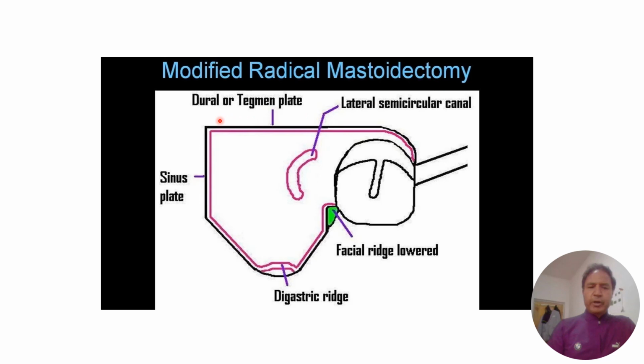Modified radical mastoidectomy: dural or tegmen plate. This is the sinus plate, this is the facial ridge forward, this is the digastric tendon, lateral semicircular canal. So we have done modified radical mastoidectomy or modified Bondi's procedure.